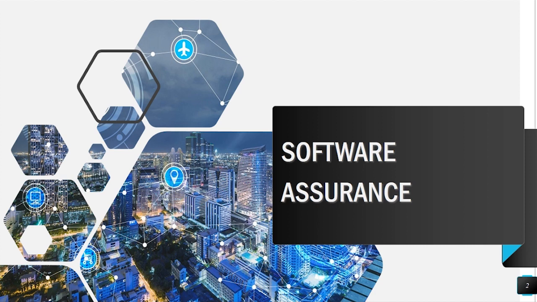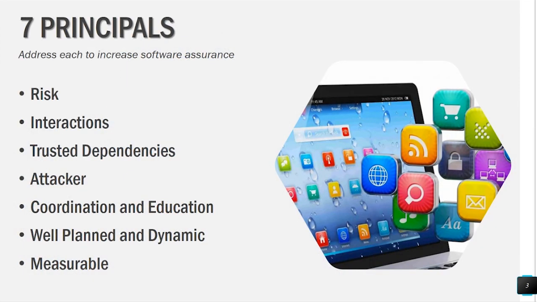Software assurance is an important part of software engineering that provides the confidence that the software will run effectively without vulnerabilities and is trustworthy. Therefore, when developing software, we must ensure that it can withstand attacks as well as be able to adapt to the changing methods of attack by threat actors. To guarantee that Australia's software assurance program meets today's needs, there are 7 principles that should be addressed to increase software assurance. They are risk, interactions, trusted dependencies, attacker, coordination and education, and ability to be measured.